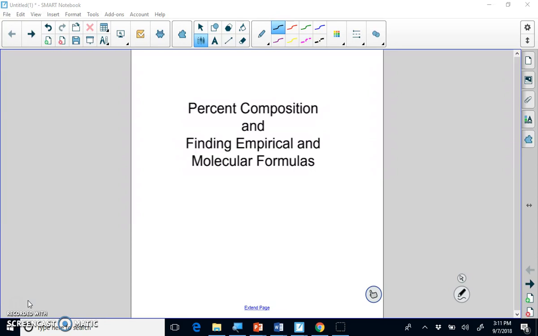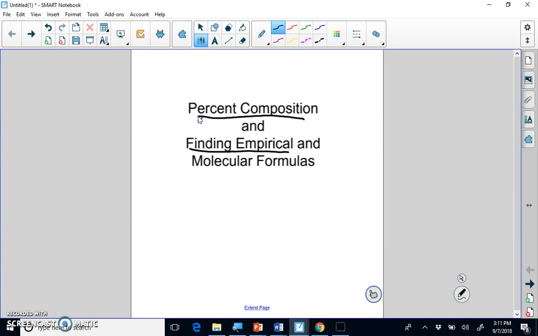In this lesson, we're going to learn how to calculate percent composition, which we kind of already did, and then finding empirical formulas. Both these things you learned in Honors Chem. The molecular formula piece you did not. And we're actually going to save that for Monday because it's a little bit more involved in the math. Not that much more involved, but I feel like it would be a good idea to save it until Monday.